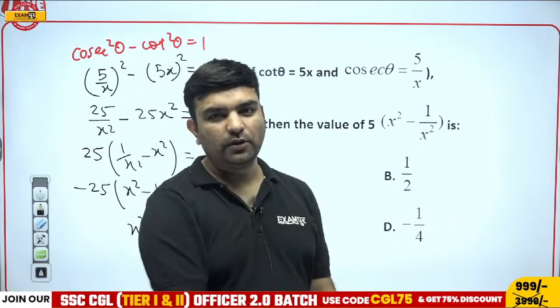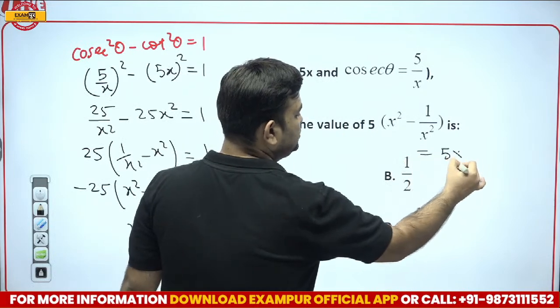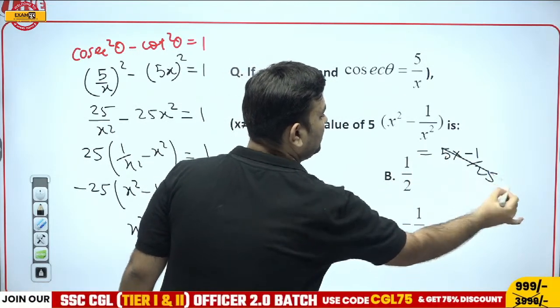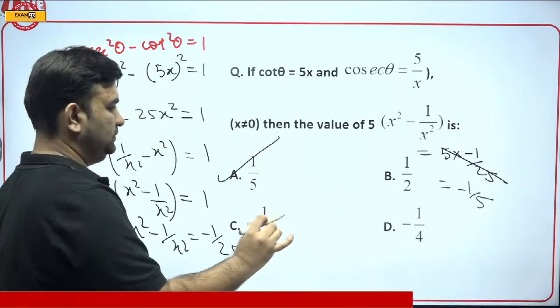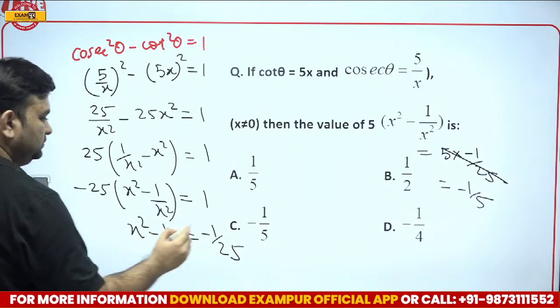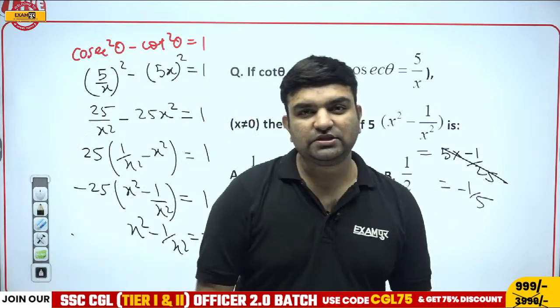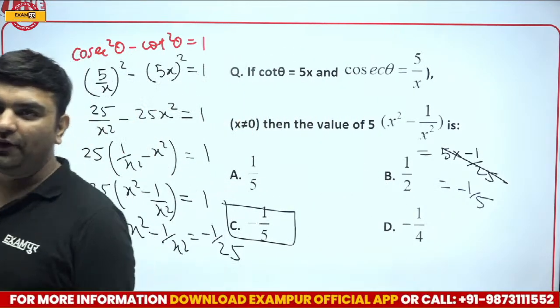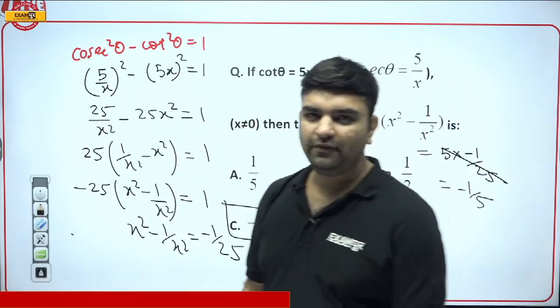x square minus 1 upon x square is minus 1 by 25. 5 into minus 1 by 25 is minus 1 by 5. Minus 1 upon 5 is the answer, not 1 upon 5.